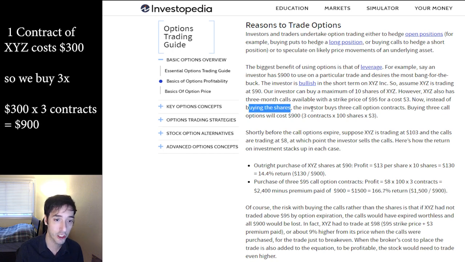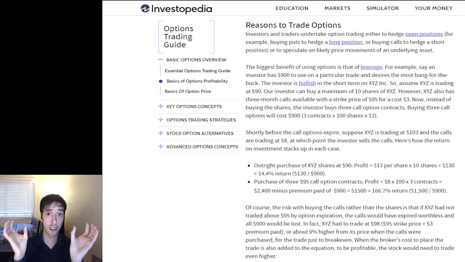So instead of buying the shares, the investor buys 3 call option contracts. Buying 3 option calls will cost $900, right? Because 3 contracts times 100 shares times $3 is $900. You have the 2 parallels. You can buy 10 shares for $900 or 3 contracts for $900, right? These are the 2 camps that we're in.